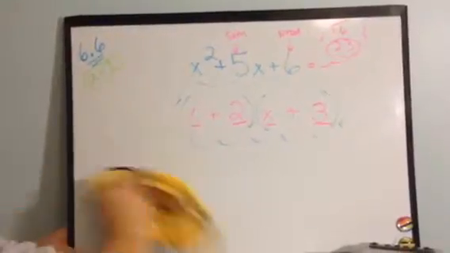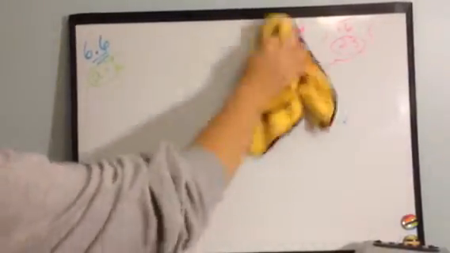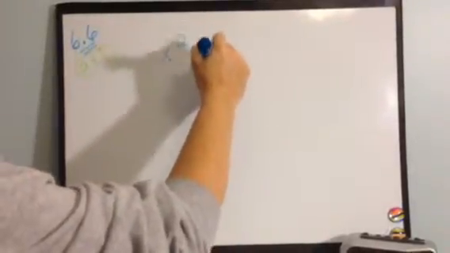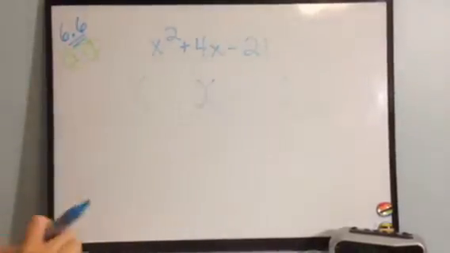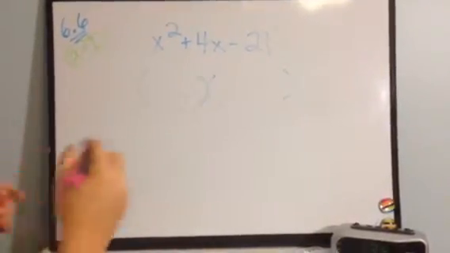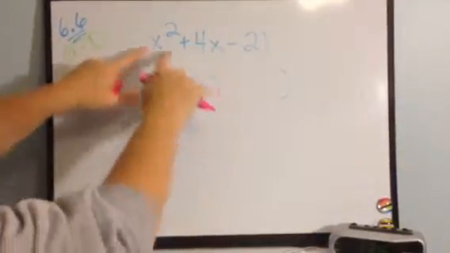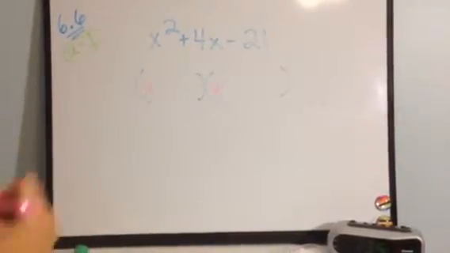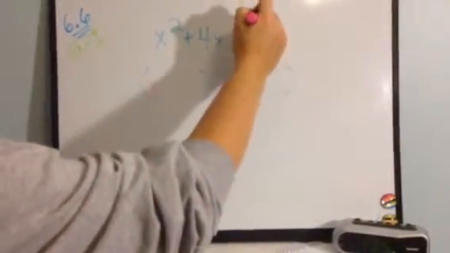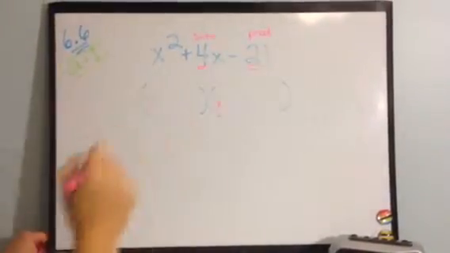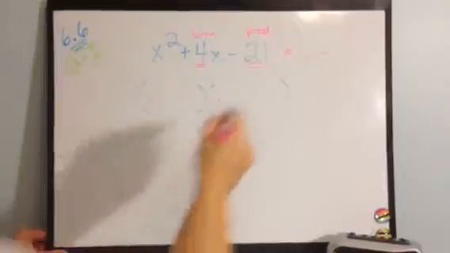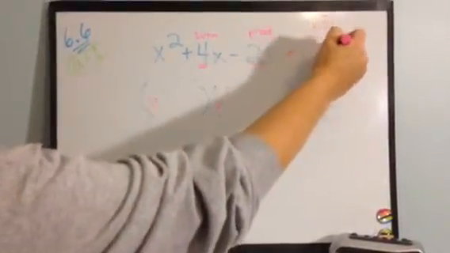Let's try another one. X squared plus 4x minus 21. So again, I know I'm going to want to factor it. So an easy start is going to be an x and an x, because x times x gives me x squared. Easy enough. Now I've got to think about, I need the product of negative 21, and I need a sum of 4. Okay? So let's start thinking about, what are my factors of 21? Well, I have 1 and 21. I have 7 and 3.